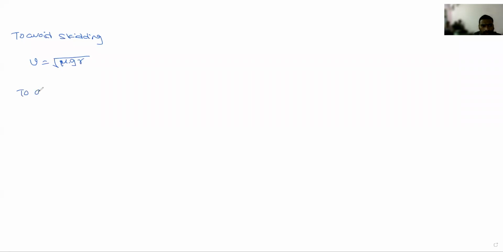And to avoid overturning, it is v is equal to under root of g r upon 2 into b upon h. g r upon 2 into b by h, or g by h, correct? Or another one. Yes, sir. g r upon 2 into capital G divided by h. Capital R.